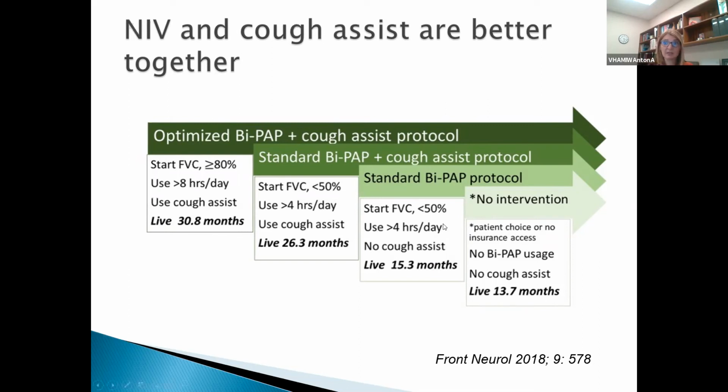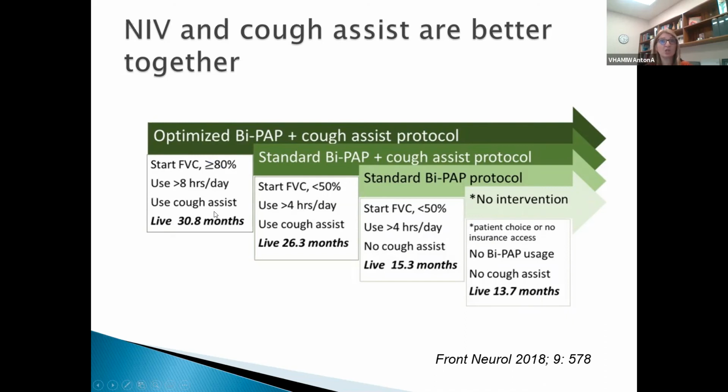So this is a study of almost 500 patients from Emory in Atlanta that looked at patients who started non-invasive ventilation early on. You could see their number was quite high, greater than 80%, for patients who used it quite a bit, more than 8 hours a day, and used it in combination with a cough assist.